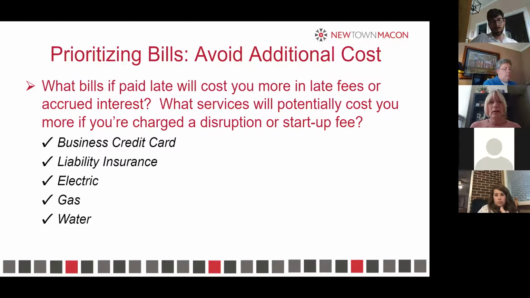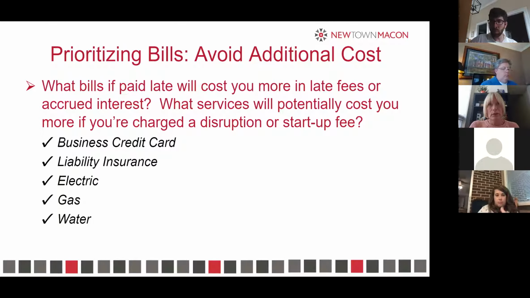And then from there, are there services that you need to pay so that you won't be charged a disruption or startup fee? Now, our understanding based on conversations with a lot of small business owners right now is that our utility providers are being very flexible, but you must have a conversation with them, because what you don't want to find out is that it's perfectly fine to turn off your water and then you have some unbelievable startup fee.